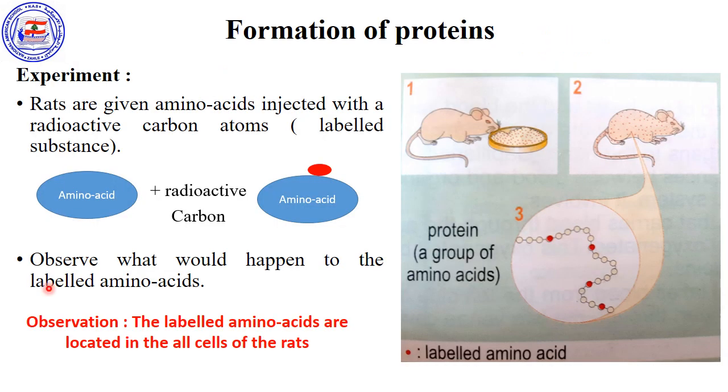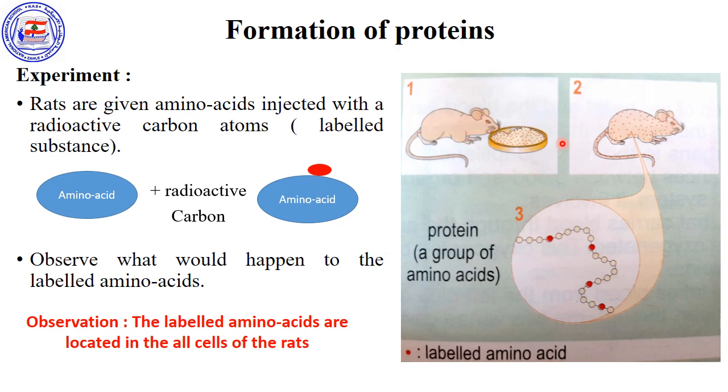An example of assimilation is the formation of proteins. So let's read this experiment. Rats are given amino acids injected with radioactive carbon atoms, which is a labeled substance. In order to follow up what happens to the amino acid, I can inject radioactive carbon. It marks the amino acid. It labels the amino acid. And let's observe what would happen to the labeled amino acid.